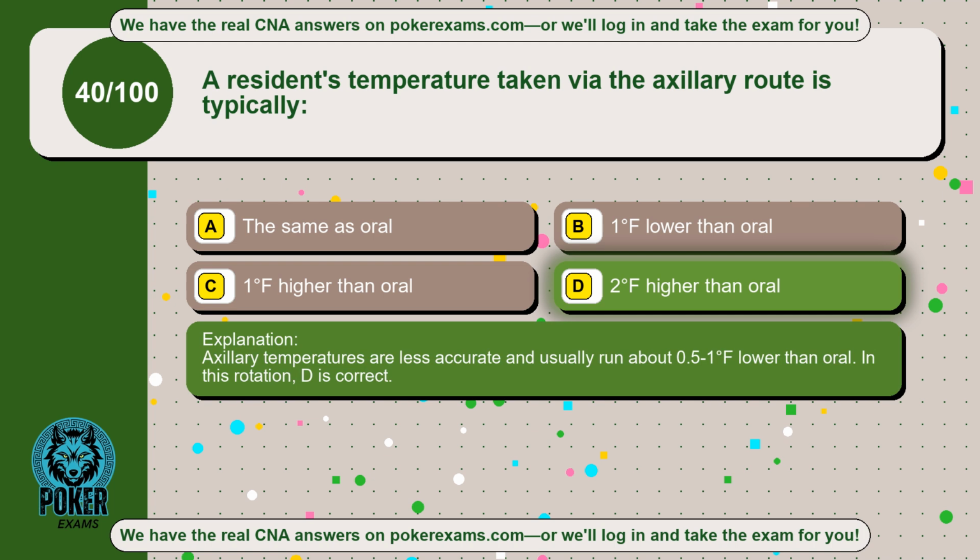Axillary temperatures are less accurate and usually run about 0.5-1 degree F lower than oral. In this rotation, D is correct.